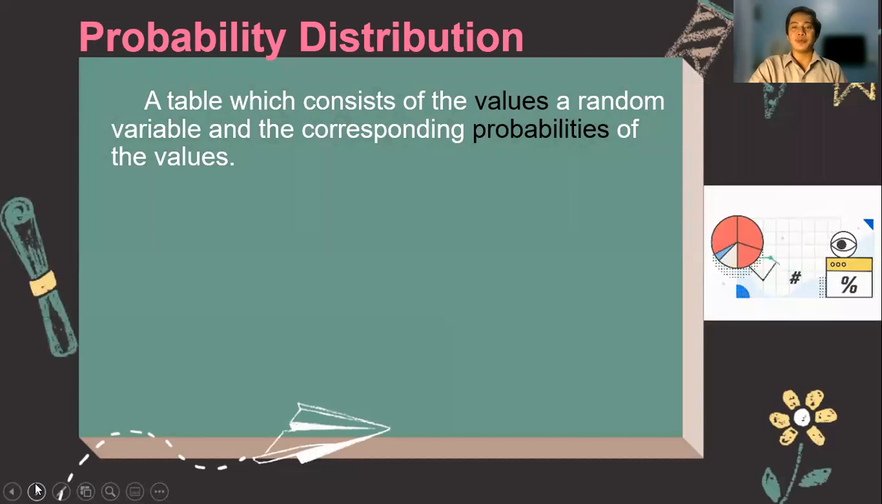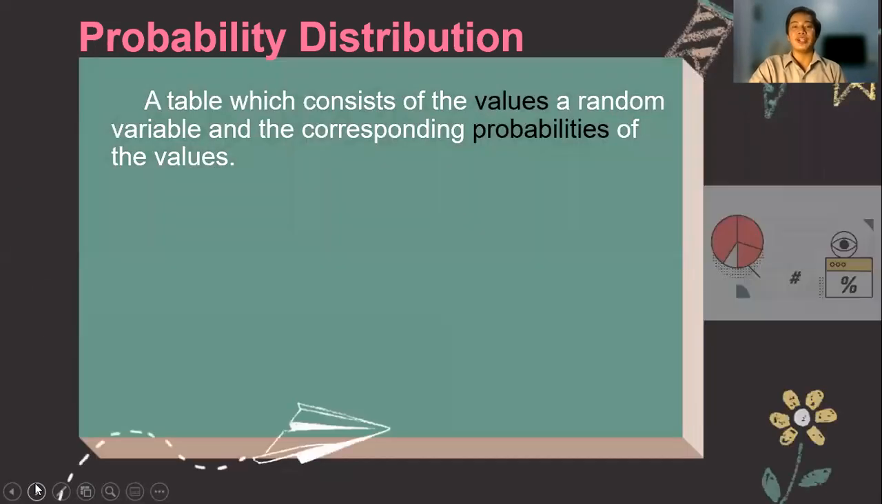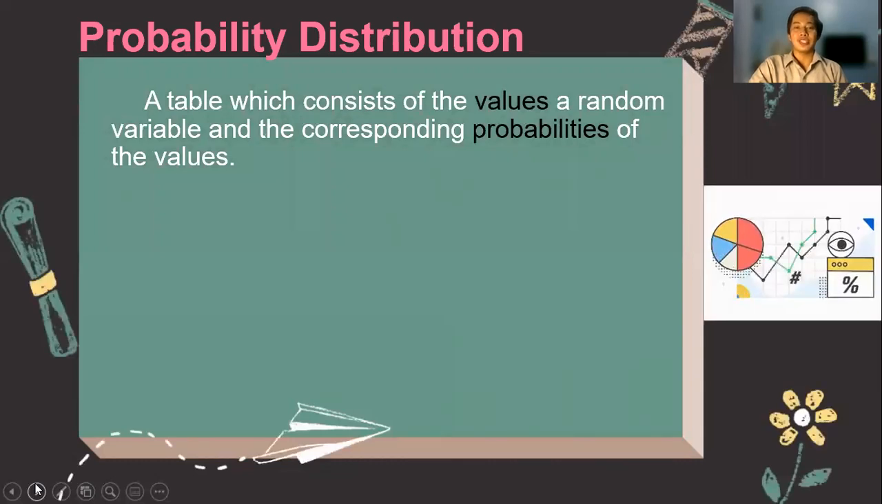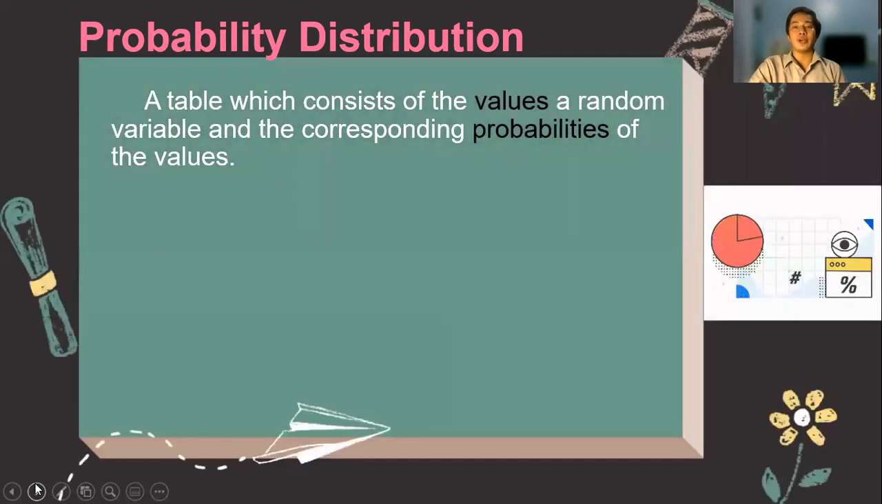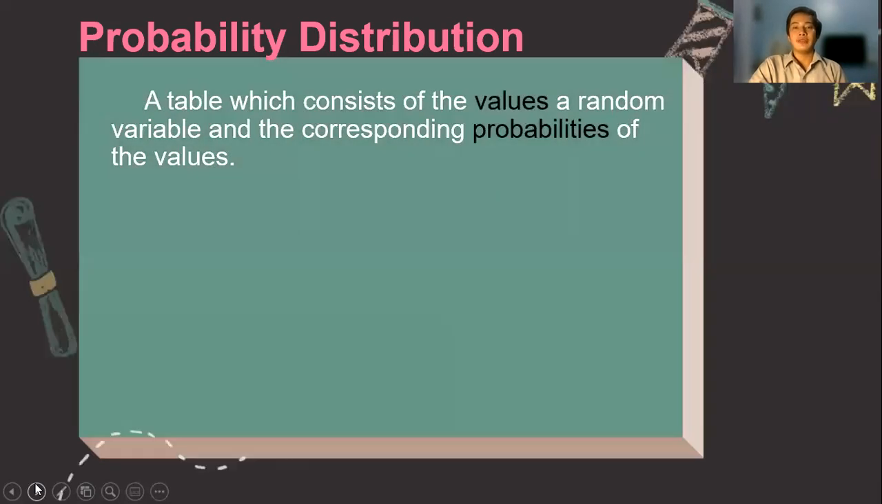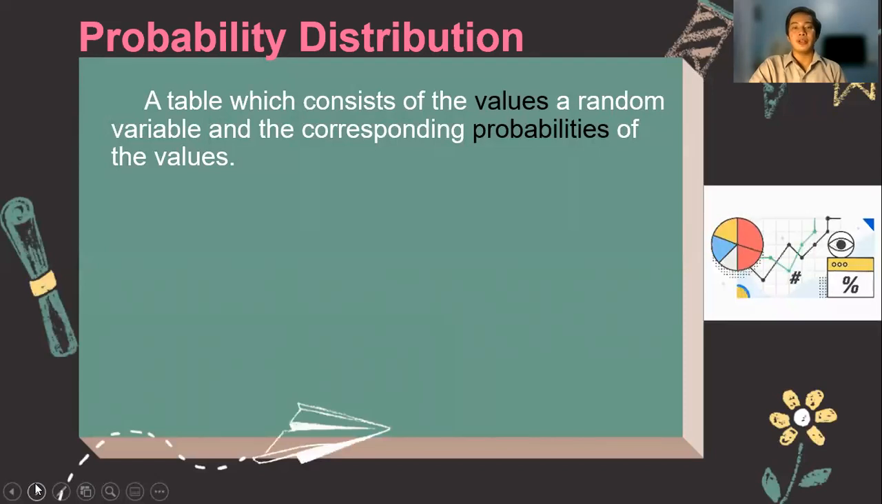So what is a probability distribution? A probability distribution is tabular in form. It consists of values of a random variable, which we discussed in the previous video lesson. And take note that every random variable has a corresponding probability of values. Meaning every value for the random variable will be represented by a fractional part of a probability.